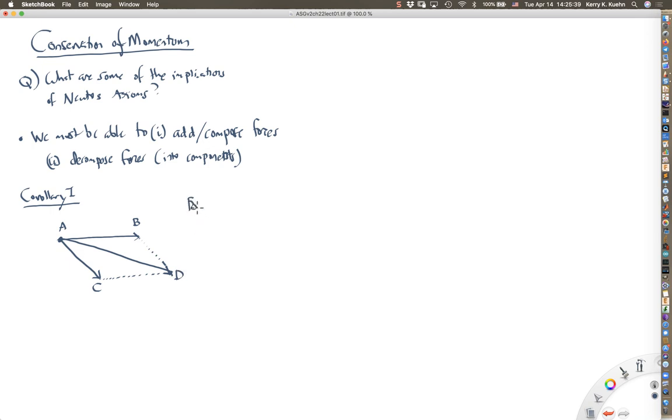So forces AB and AC give the same result, and by that I mean the same motion, as if a single force AD was acting on the body. Okay, so this is giving us a way to add forces. That's the first thing we wanted to talk about, how to add these forces.